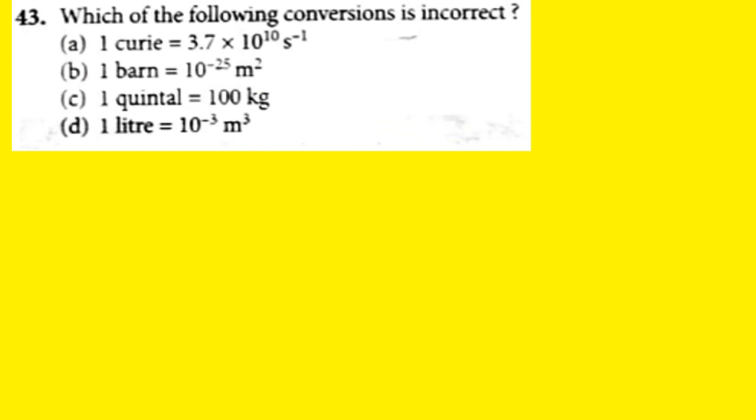Then question number 43. Which of the following conversion is correct? 1 curie is 3.7 into 10 power 10 second minus 1. 1 barn is 10 power minus 25 meter squared. 1 quintal is 100 kg. 1 liter is 10 power minus 3 meter cube.